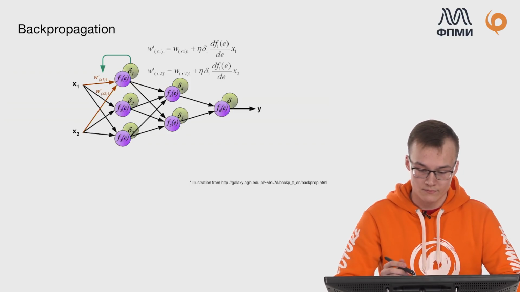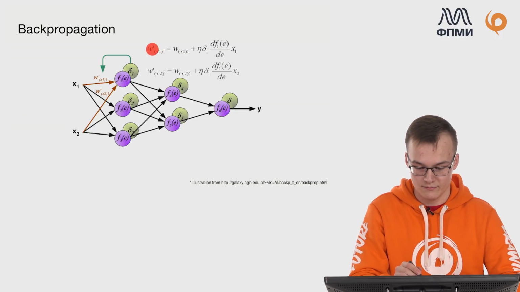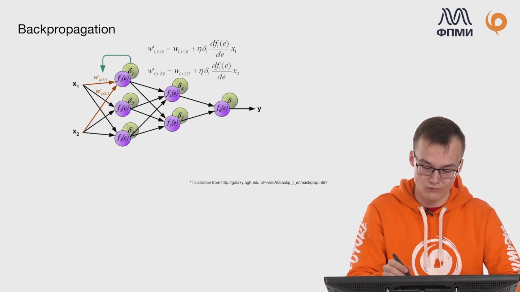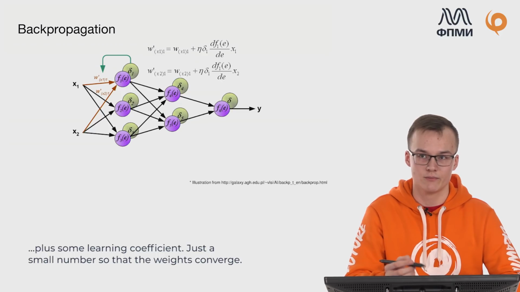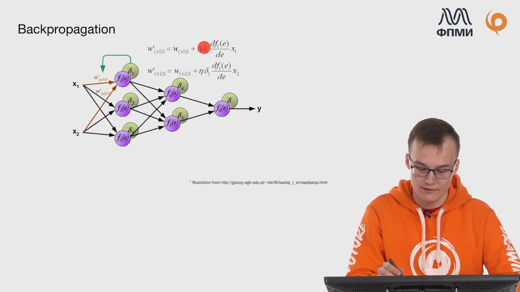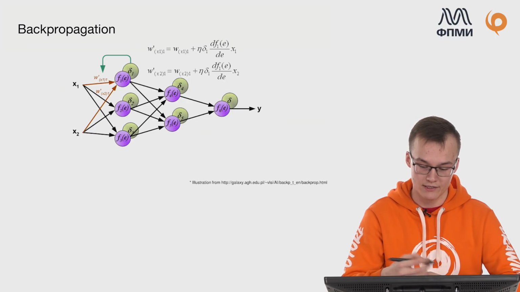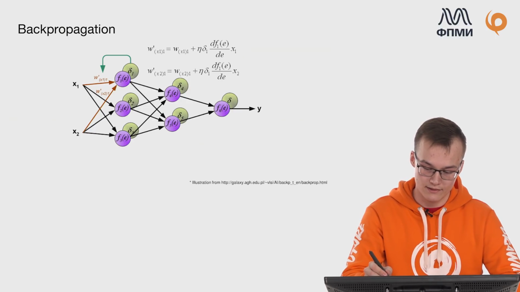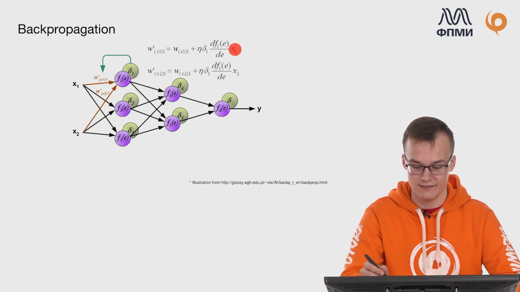How do we do this? Well, the new weight is equal to the old weight plus some learning coefficient, just a small number so as not to make everything explode, times the error, and times the activation of this neuron. Why do we need an activation? It was input to a neuron, so its activation is x1.